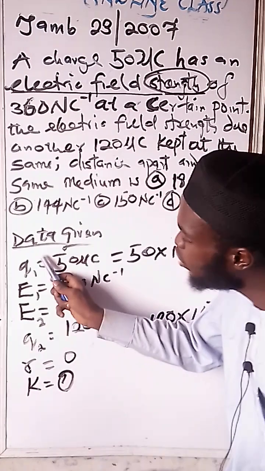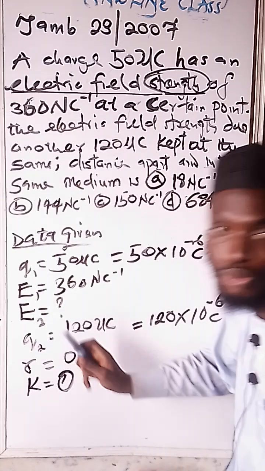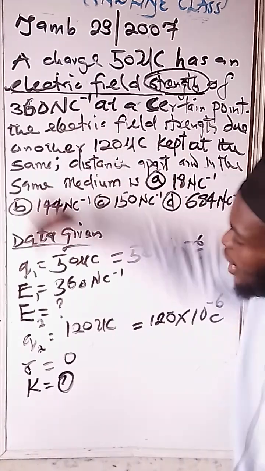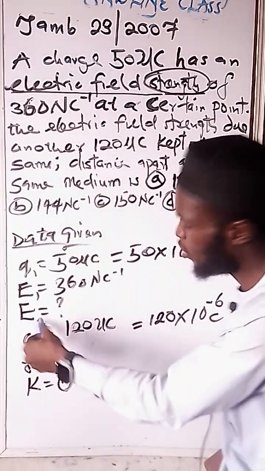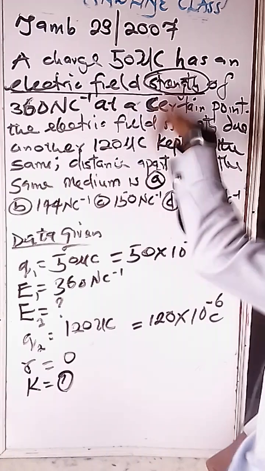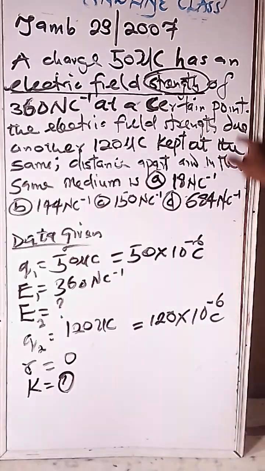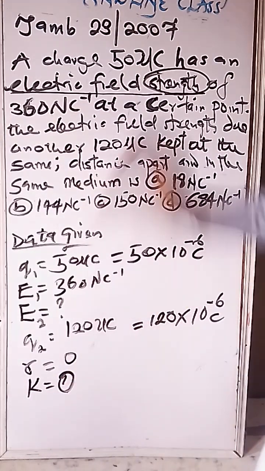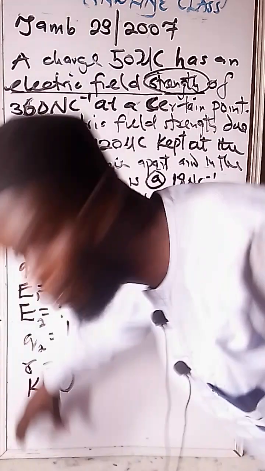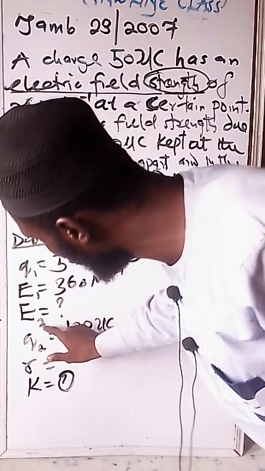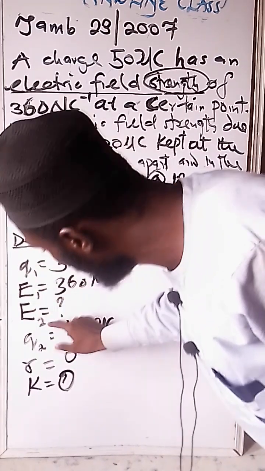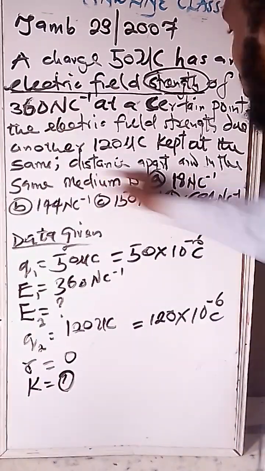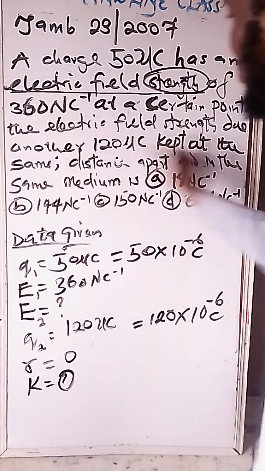We only use Q1, E1, E2, Q2. But they are telling you the formula that you are to use if you want to get E2, because here we are not asked to calculate anything. But note, are we given E2? We are not given. That means that is what they want you to calculate. So in the formula you will use, all these are the parameters: Q1, E1, E2, Q2, R, K. But they kept R, the distance apart, at constant, at the same.